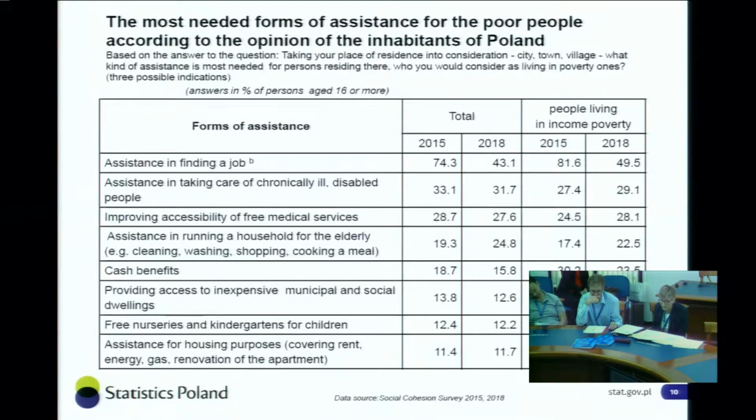persons in general. There are not too big discrepancies in expectations concerning assistance for the poor between the general population and people affected by income poverty. And only in the case of cash benefits, such differences are more visible. Cash benefits are considered one of the three most important forms of assistance by approximately 24% of persons defined as the poor according to the income computation, that is 8 percentage points more than among the general population.